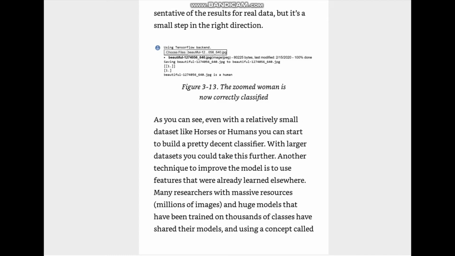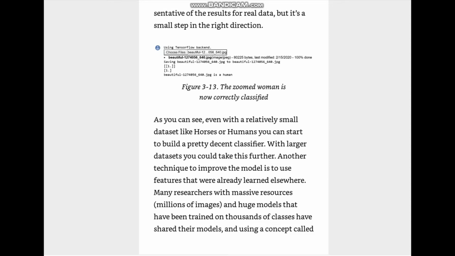So as you can see, for the image they have added, whose name is beautiful 127 something .jpg, it classifies it as a human. So certainly it was the image of a girl. As you see, even with a relatively small data set like horses or humans, you can start to build a pretty decent classifier. With larger data sets, you could take this further.